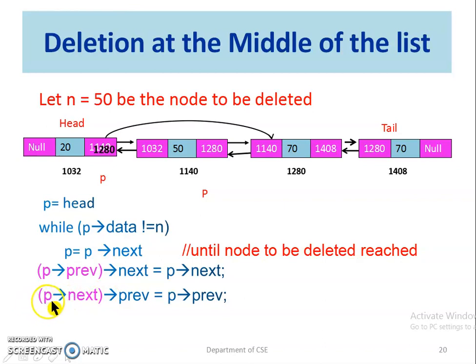Then make the previous pointer of p.next point to where p.previous is pointing to. By this, the address 1140 in the previous pointer of p.next node, which is at address 1280, is replaced with 1032, which is the address stored in p.previous field. Now free the node p to delete it physically. Thus, the deletion is done.